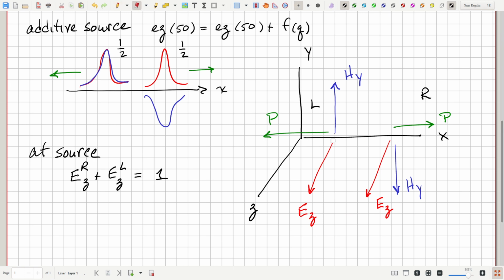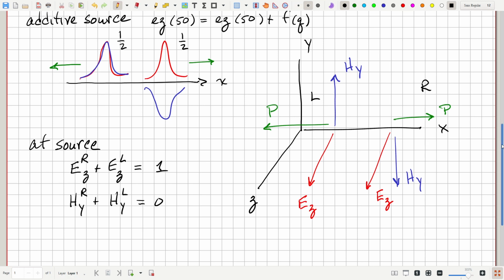So right when these are on top of each other, you get a half plus a half for the electric field, which would be 1. But the magnetic fields would be opposite, equal in magnitude but opposite in direction. So H_y right plus H_y left would be equal to 0. So if you only add in a source term to the electric field, what that physically represents is the superposition of two plane waves, one going to the right and one going to the left, so that their magnetic fields cancel out and you're not adding anything into the magnetic field.